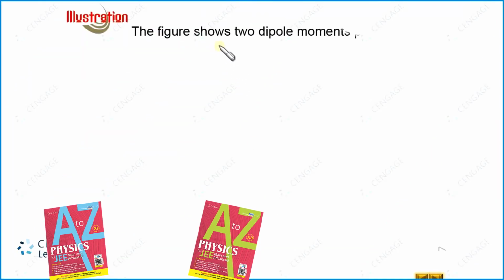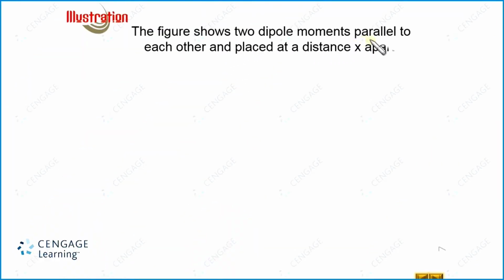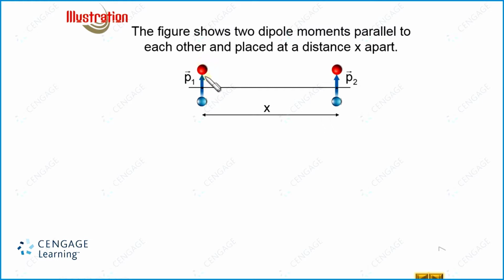In this question, two dipole moments are given parallel to each other. These are the two dipoles, and the dipole moments are parallel to each other, and the dipoles are separated by a small distance x. Here we need to find the force of interaction between the dipoles.